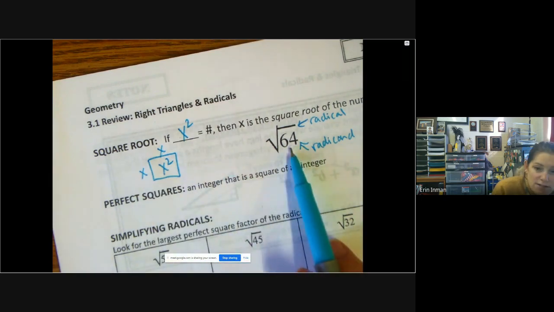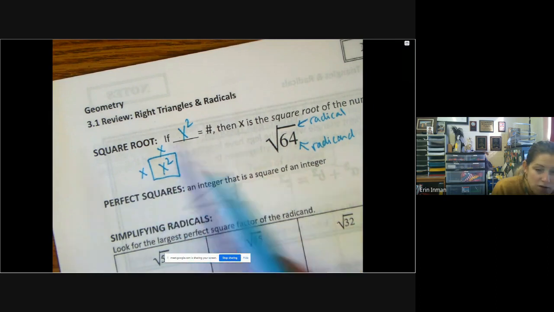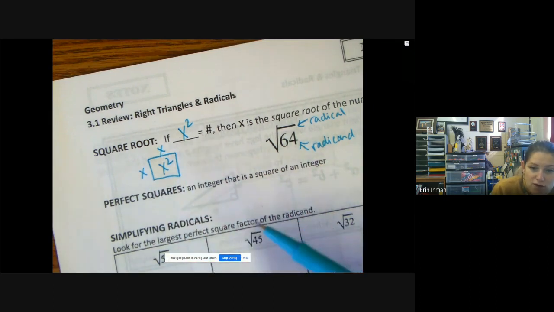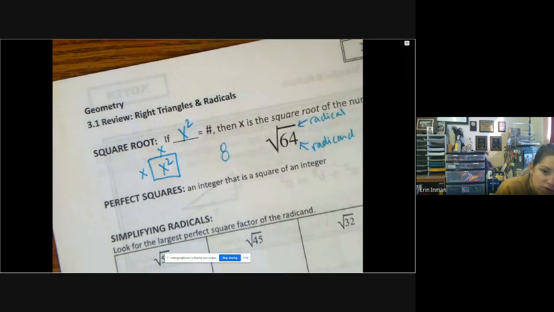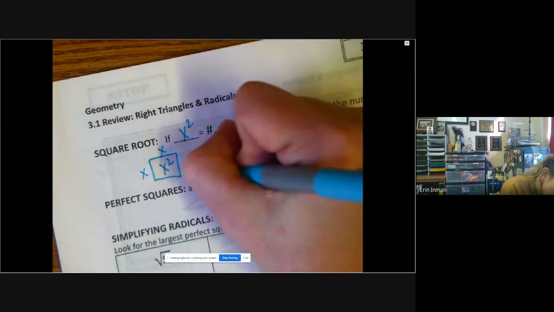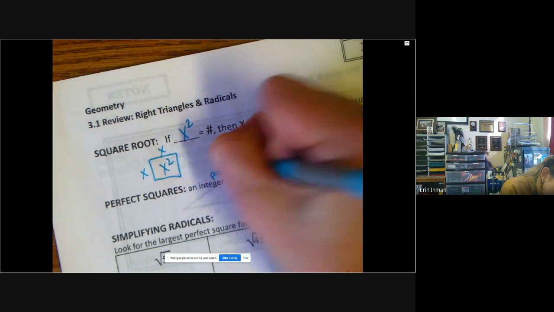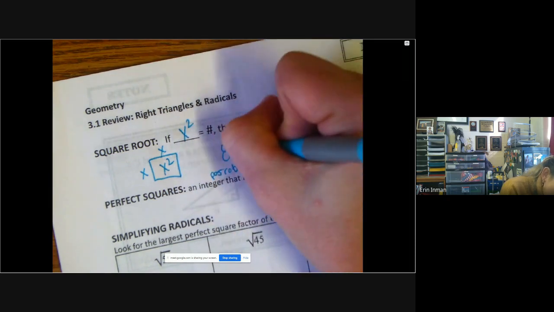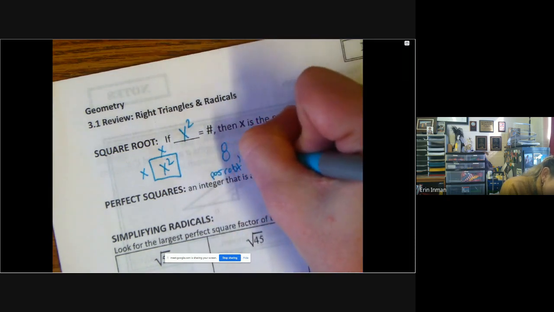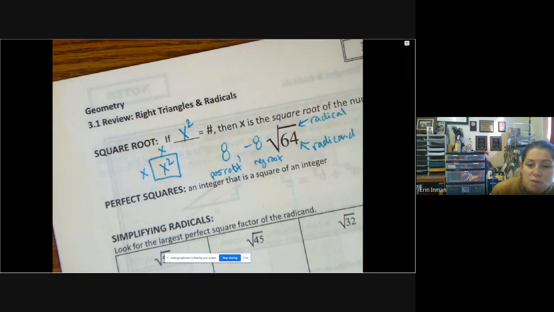So in this case, we're trying to think of the two numbers that multiply together to give me 64. Well, the positive root would be positive 8, and then negative would be the negative root. Okay, so usually when we have a square root symbol, there's two roots. There's a positive root and a negative root.